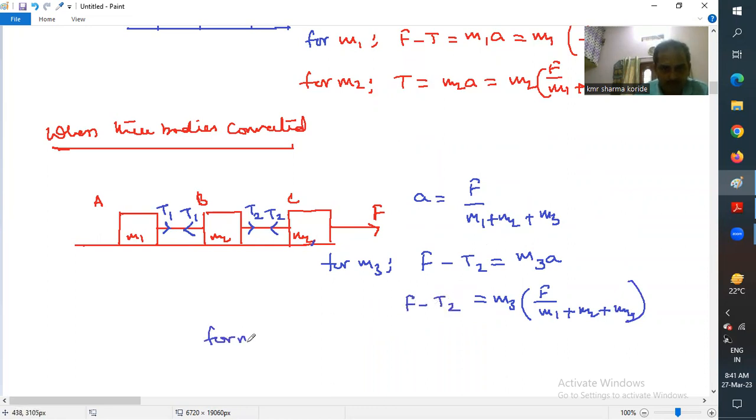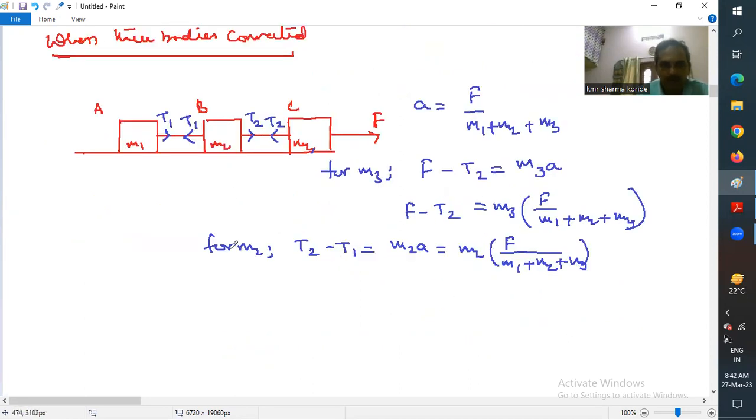So for M2, T2 favors, but T1 opposes. So this is going to be M2A, M2 of F by M1 plus M2 plus M3. So you can frame even multi-option questions based on this. This is for M2. Now, last, M1. For M1, T1 is the only reason, so M1A, M1 of F by M1 plus M2 plus M3.